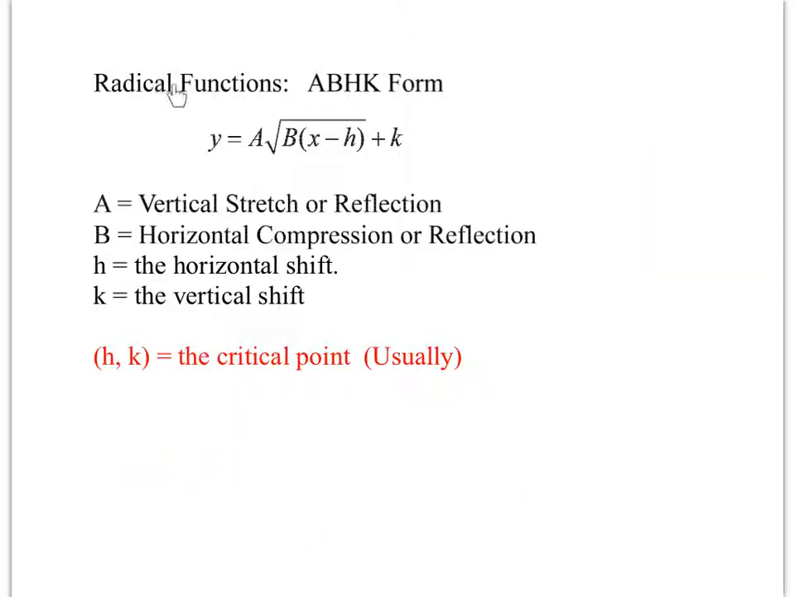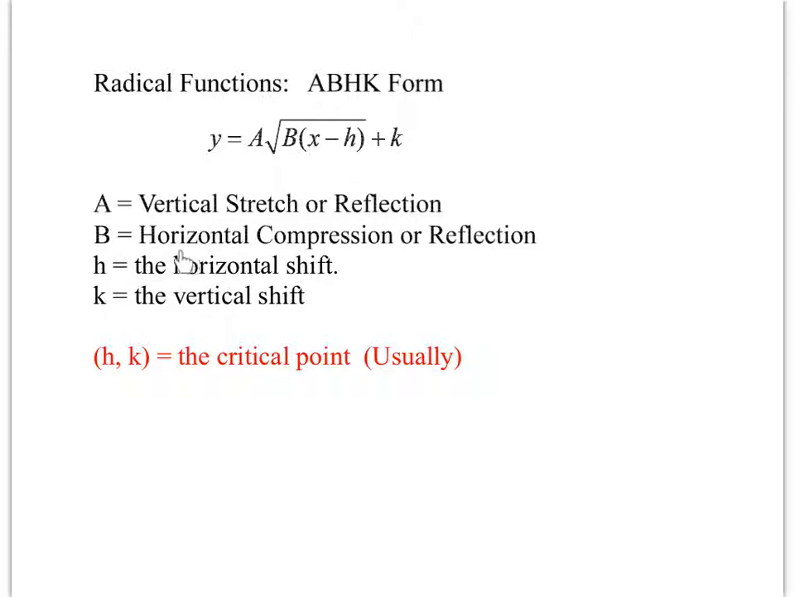So transformations of radical functions, and what we're going to talk about is the b, though we're not going to do this year. You'll use the b next year in pre-calc, okay? But the a, the h, and the k, and the b all work the same ways as they did in our other transformations. A is our vertical stretch. If a is negative, it's a reflection.